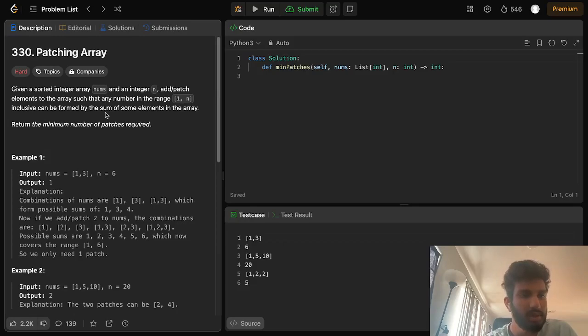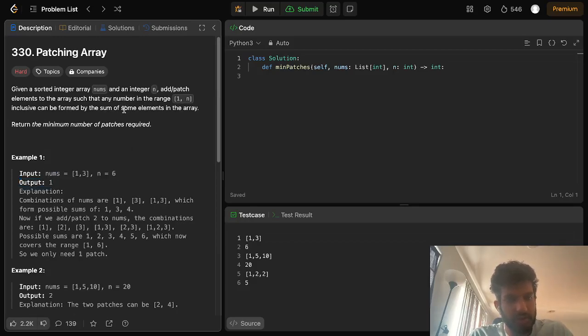The problem is, given a sorted integer array nums and an integer n, add slash patch elements to the array such that any number in the range 1 to n inclusive can be formed by a sum of some elements in the array. So basically they're going to give us an n and then an array.